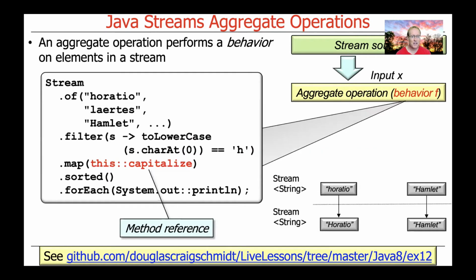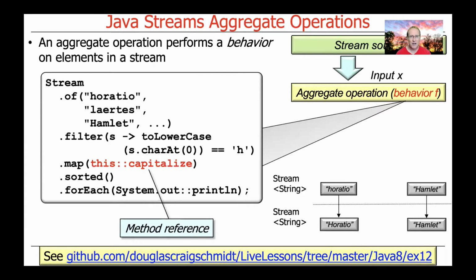Here's a very, very simple example of this. You can see that we have a stream of the characters in Hamlet, and we're going to apply the capitalize method reference, and that's going to put the elements in the stream into some canonical capitalization model. And capitalize is a method reference that's passed as a parameter to the map intermediate operation or aggregate operation.